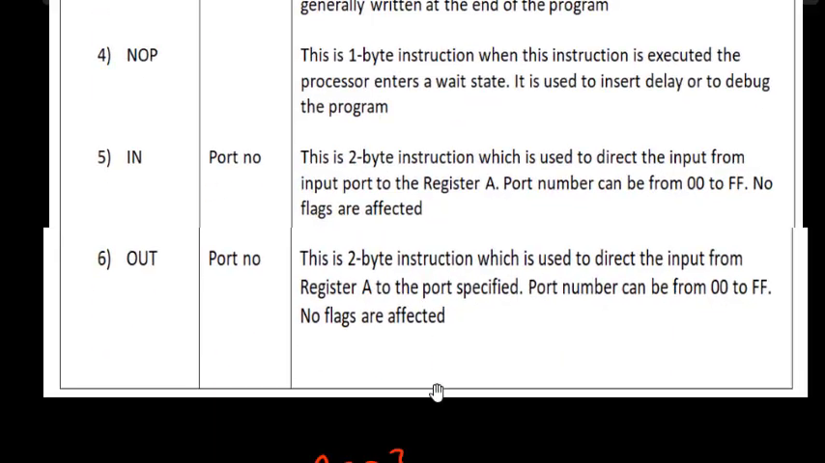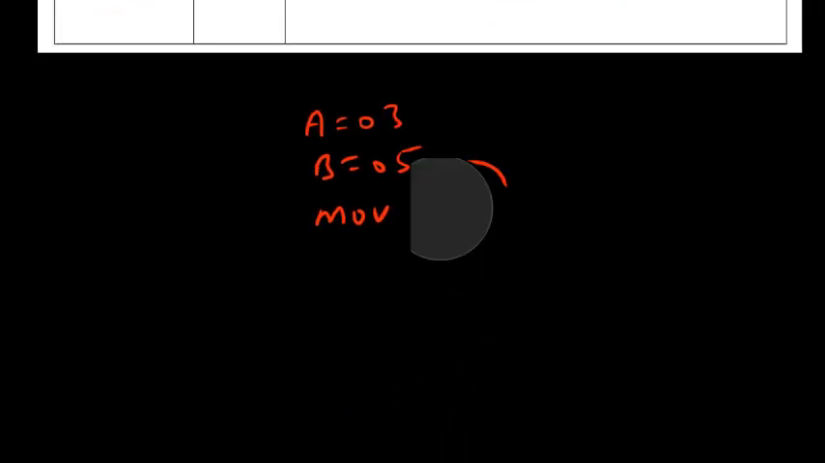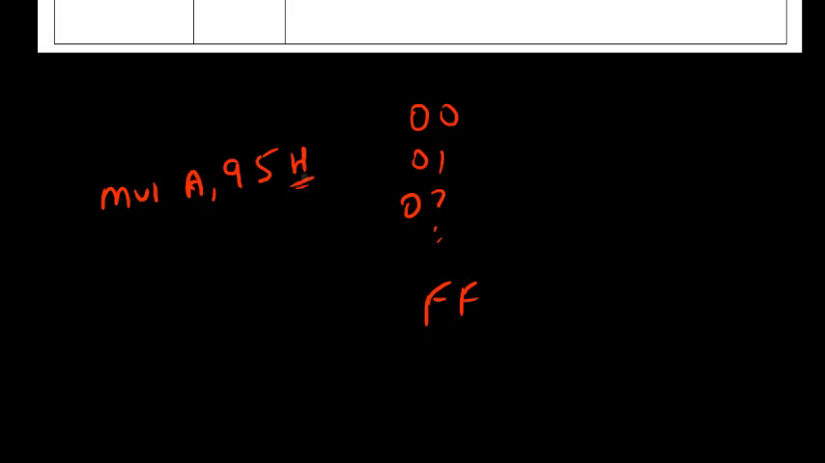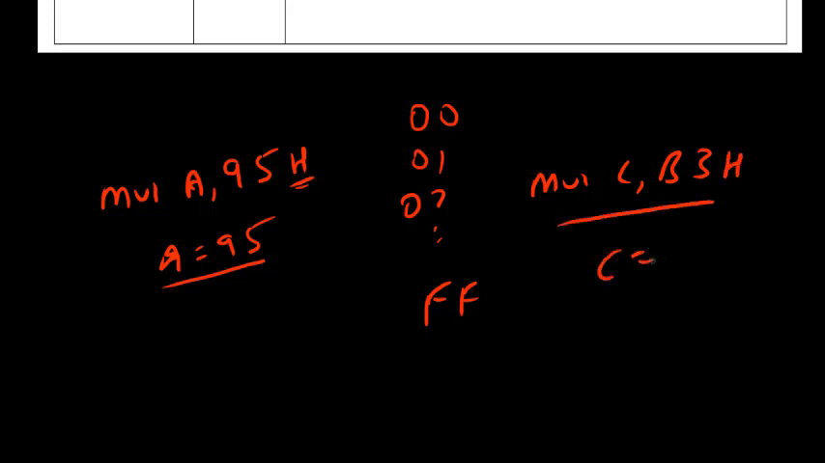Data can be anything because we are using hexadecimal notation. It can be 00, 01, 02 up to FF, any data byte. If we write MVI A, 95H, this H means it is a hexadecimal number. So A will contain 95 because of this instruction. We can even write MVI C, B3H, and because of this instruction the register C contains B3H. This is the MVI, move immediate, instruction.